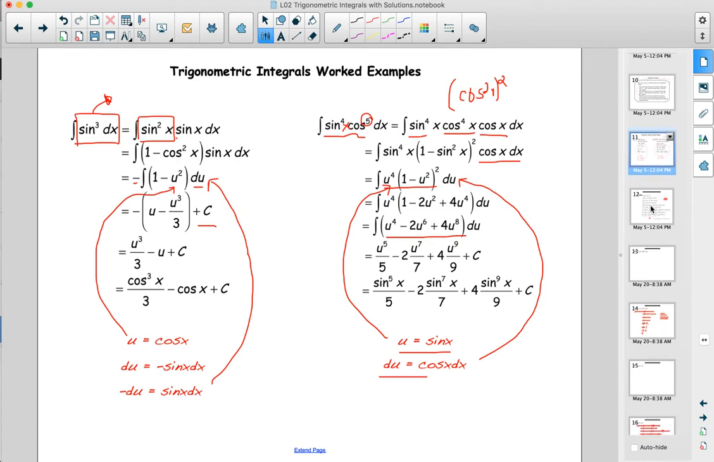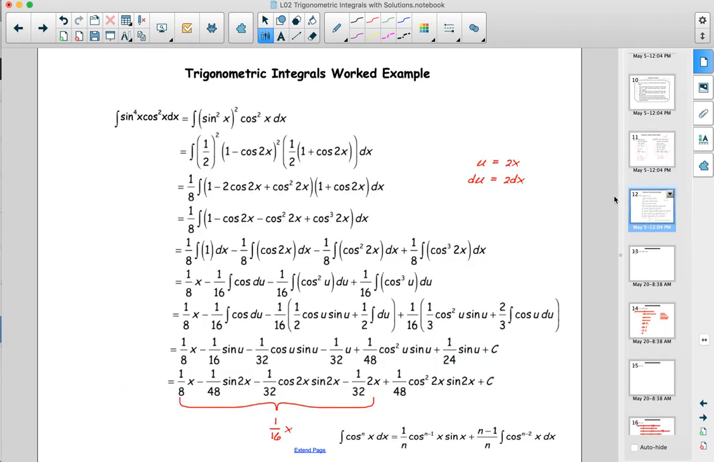All right, let's look at one more. One in which they're both even. And thankfully this was a low value. I mean, I would not want to be doing sine to the 10th x times cos to the 12th of x. I'm just showing you how the technique works. This would be a lot of work. I'm going to walk you through the technique.